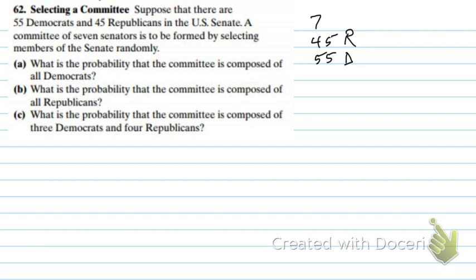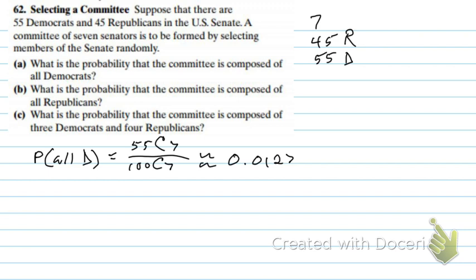What's the probability that the committee is composed of all Democrats? Now we're talking probability, so I need a fraction. This is like that component one. How many ways could I draw 7 Democrats out of 55? Does the order matter? No, it's a committee. So it'd be 55 Democrats. I'm not going to put 100 because not all of them are Democrats. So 55 combination 7. There's my numerator. How many ways could I draw 7 people out of the whole Senate? 100 combination 7. Let's see what we get. So only about 1% of the time would that happen just by chance.